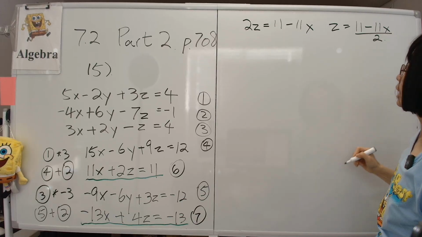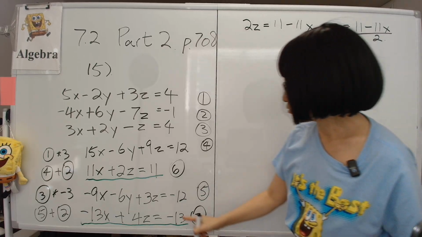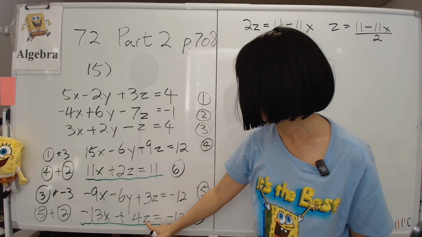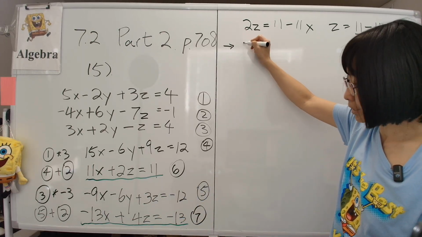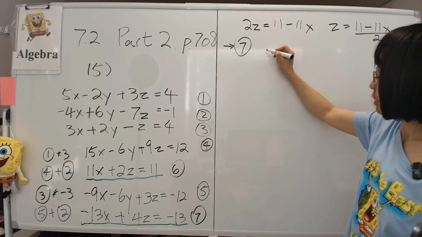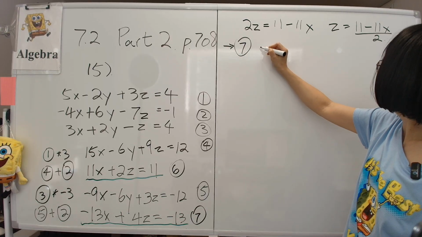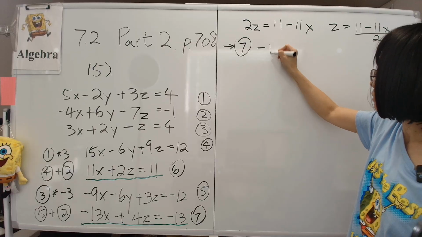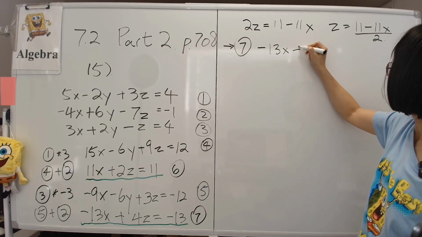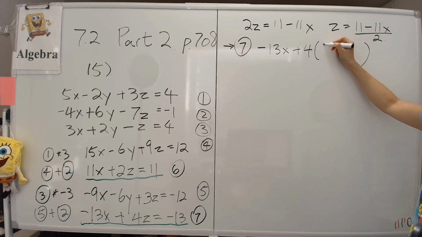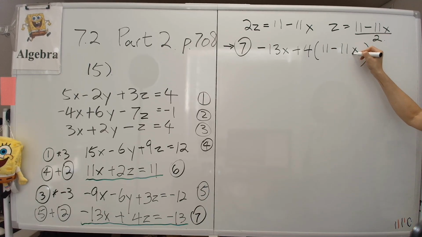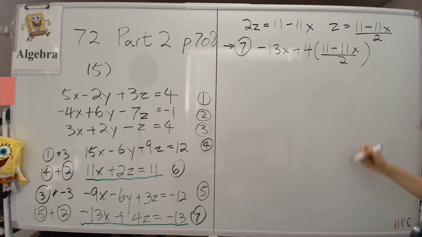Okay, that's good. Then we need to plug this whole value in where z is. So let's write that down. Into equation 7, plugging it in there, we have minus 13x plus 4 times z, which is this thing. We'll write it in here: 11 minus 11x all over 2. And then equal to negative 13 minus 13.